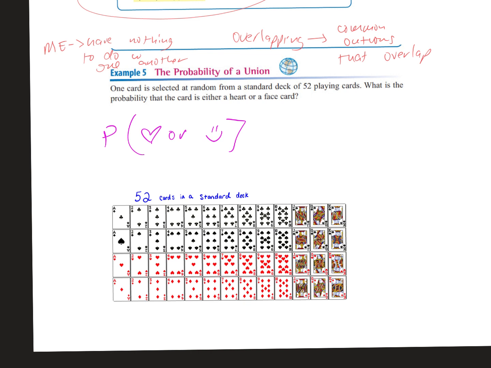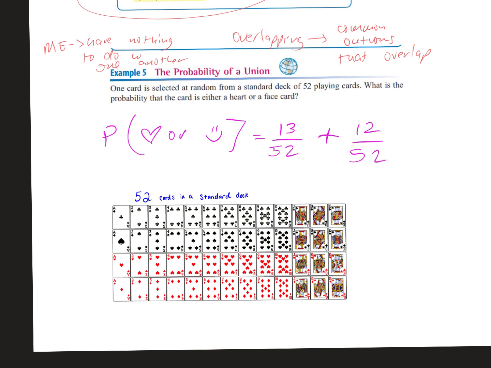Okay, I wrote down, remember, it's what you want over the total. So how many hearts are in the deck? 13. There's 13, okay? 13 out of how many? 52. What did I tell you the word or means? Or means to add, all right? How many face cards are there? 12. There's 12 out of how many? 52.